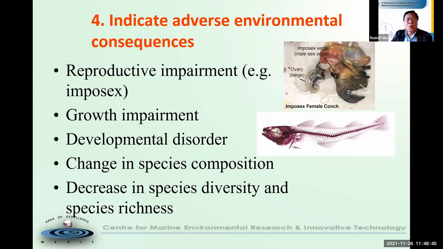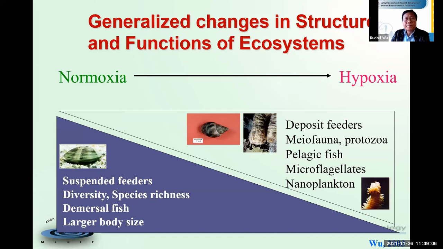Of course, there are others like growth impairment, developmental disorder, change in species composition, decrease in species diversity and species richness, and so on and so forth. So again, this would give you a good indication on the health of the environment and the pollution level in the environment. For example, hypoxia means a lack of oxygen in the environment. In a good environment, normoxia, if the environment is supplied with enough oxygen, you've got more suspension feeders like this bivalve. You've got high diversity, high species richness. And then you've got more demersal fish living in the bottom, and animals with larger body size. But if the system is hypoxic, that is to say lack of oxygen, all these suspension feeders will be replaced by the deposit feeders, like the polychaetes and so on and so forth.